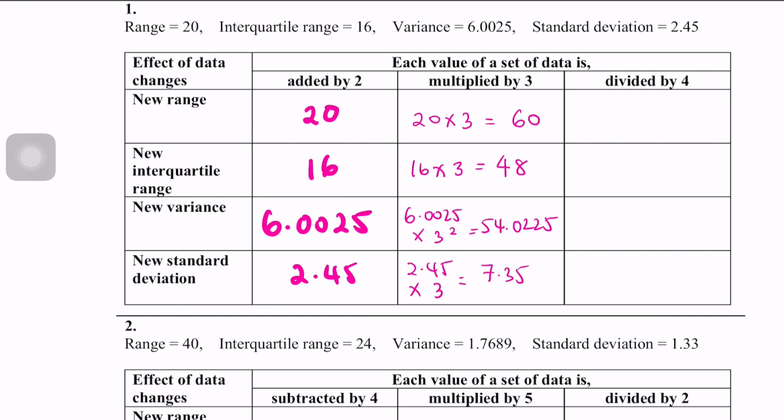The same thing goes when divided by 4. 20 divided by 4 is 5. 16 divided by 4 is 4. 6.0025 divided by 4 squared. Don't forget to square for variance. So this is 0.3752. And for standard deviation, it is 2.45 divided by 4. Your answer is 0.6125.